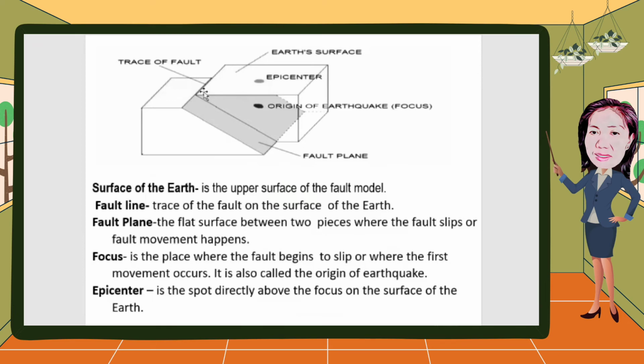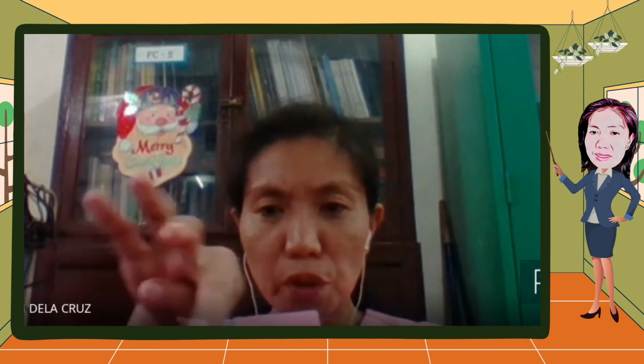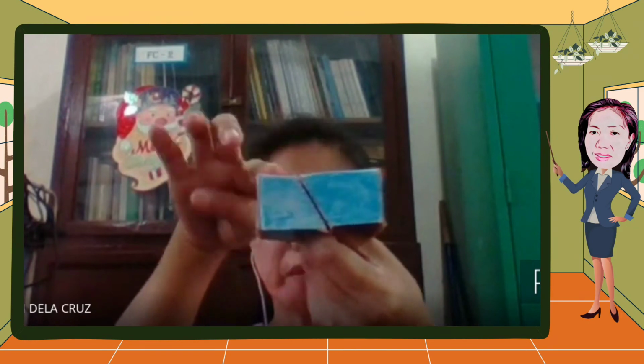Ang focus is down the underground, down in the Earth's crust. The epicenter is the spot directly above the focus where the first movement occurs. And the fault line is the trace of the fault. Fault plane is the flat surface between the two pieces. Okay, so these are the parts of a fault model. If we're going to point the different parts of fault model, first, so this is the Earth's surface.